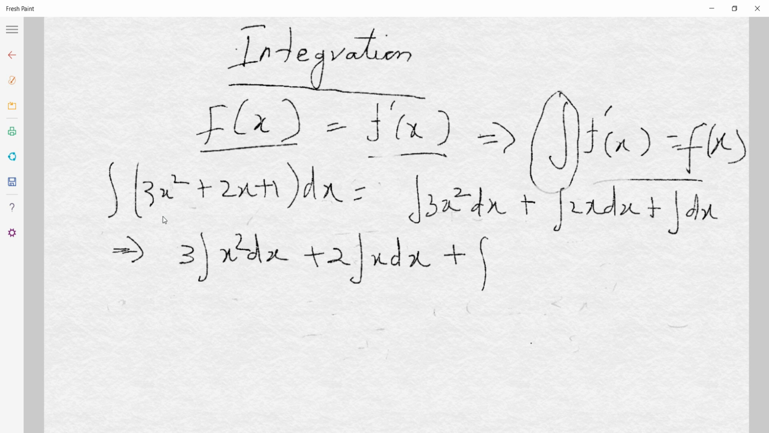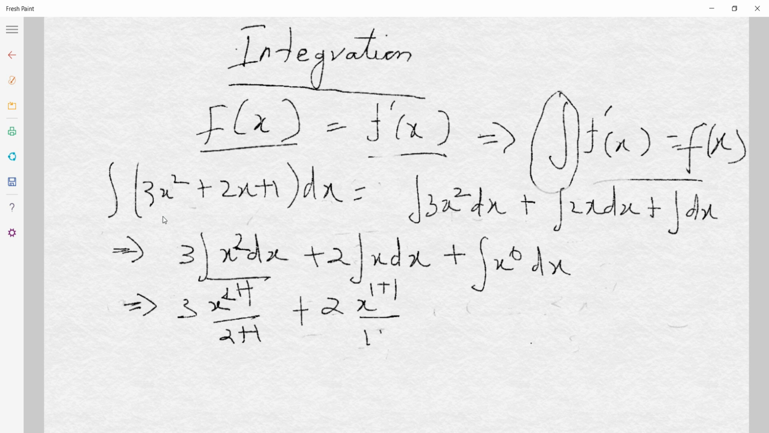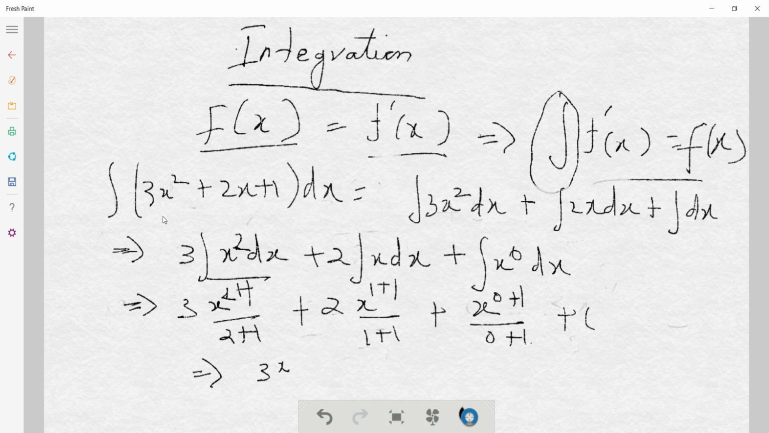Now, this last one you can also write as x to the power 0, which is 1, right? x to the power 0 is 1, so I substituted 1 with x to the power 0, okay? Right, now we're going to get something like this: 3, and you do the integration of this one, so x to the power, this is n, right? So what is n plus 1? That is 2 plus 1, divided by 2 plus 1, right? Plus 2, and for x, n is 1, so 1 plus 1 divided by 1 plus 1, right? Plus, and here you have x to the power 0 plus 1 over 0 plus 1, plus c. So this will become something like 3 x to the power 3 by 3, plus 2 x to the power 2 divided by 2, plus x, plus c, right?